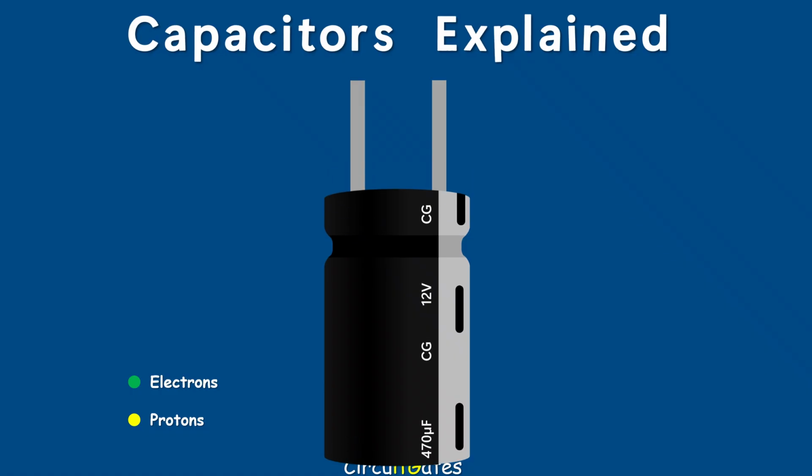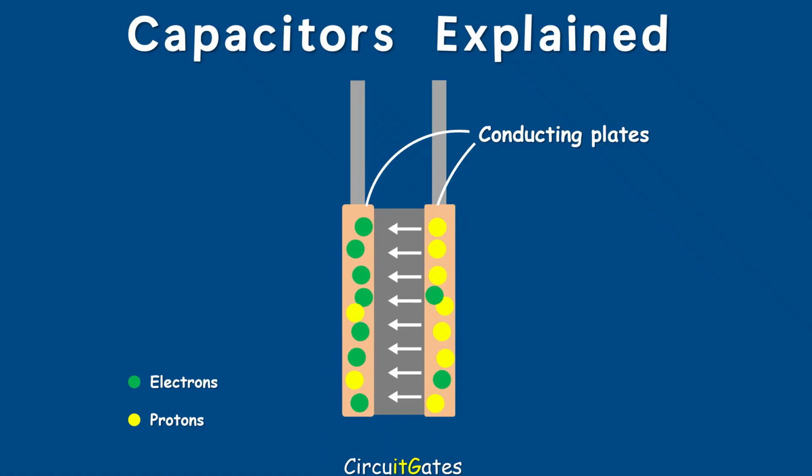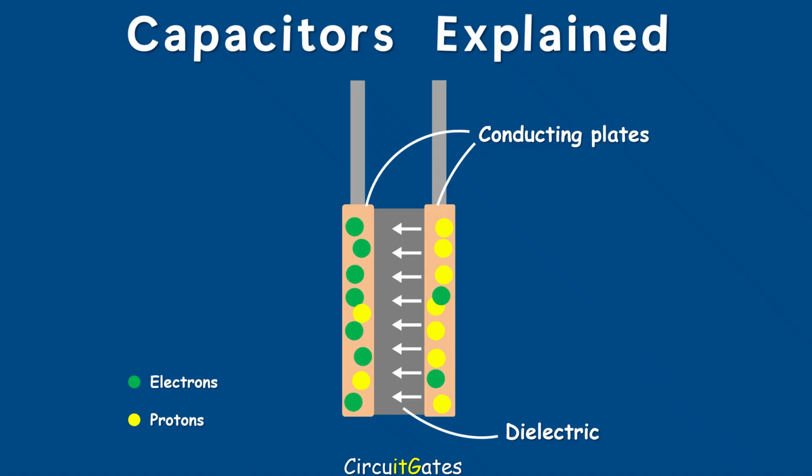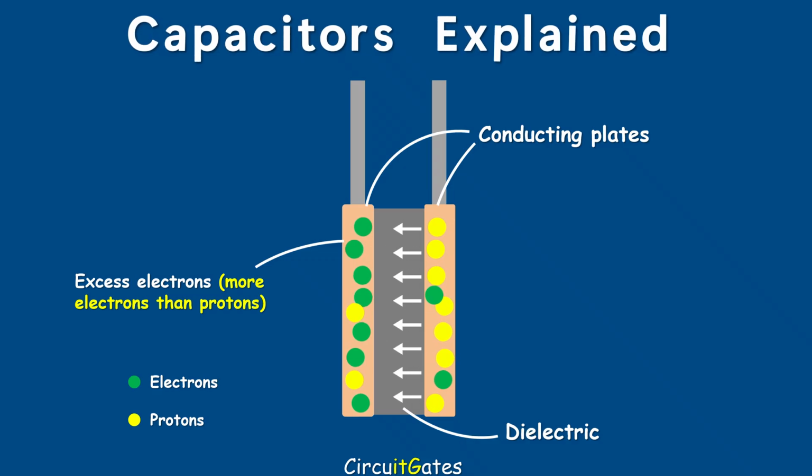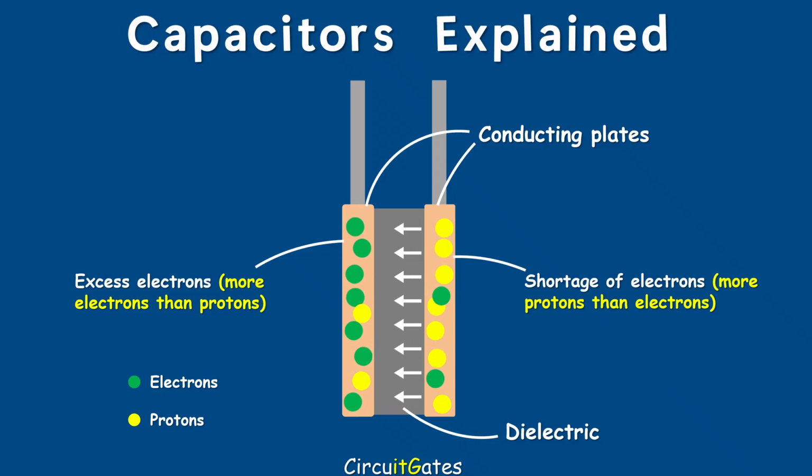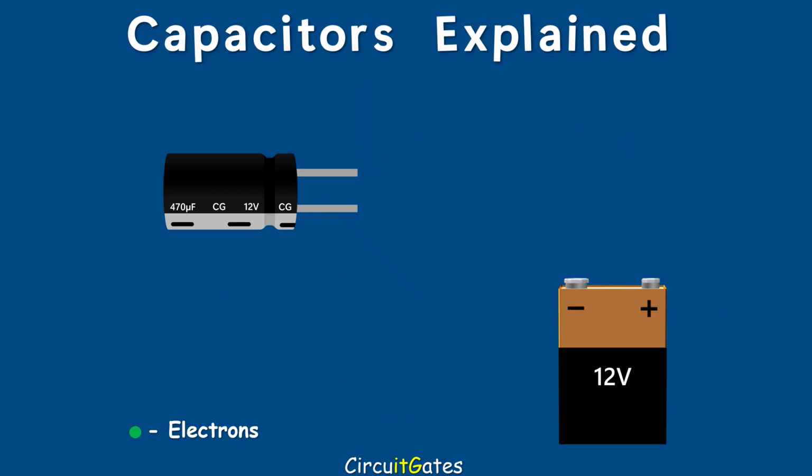A capacitor in construction consists of two parallel conducting plates separated by an insulating material called a dielectric. A capacitor is a device that stores electrical energy in the form of an electric field, formed when there is an excess of electrons on one plate and a deficit of electrons on the other plate, or when one plate is negatively charged and the other plate is positively charged. This is achieved by applying a voltage source across the capacitor plates.